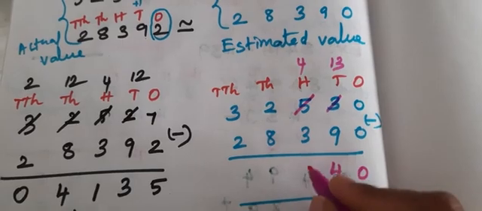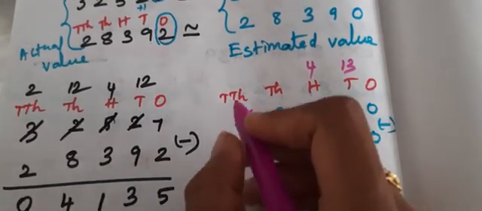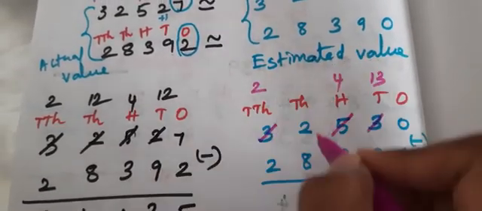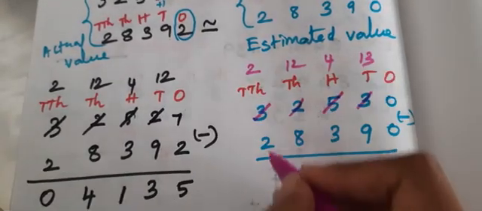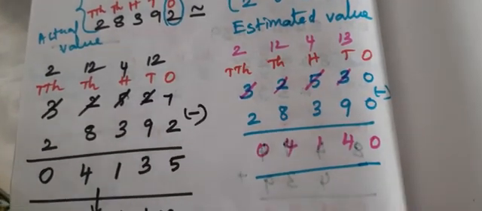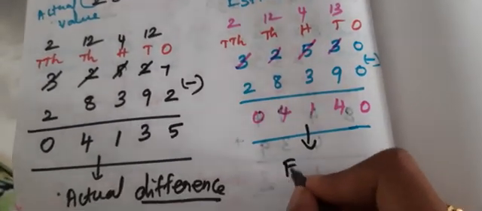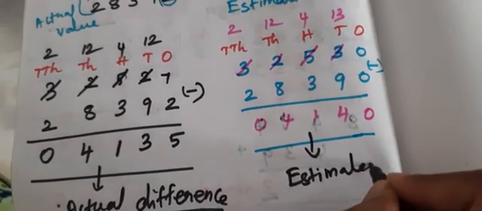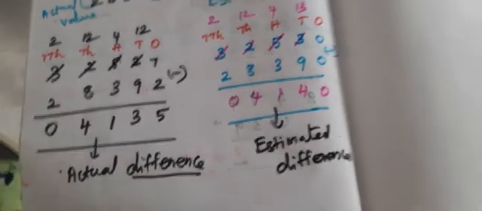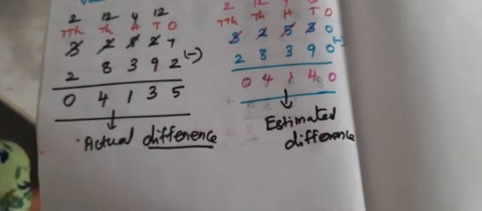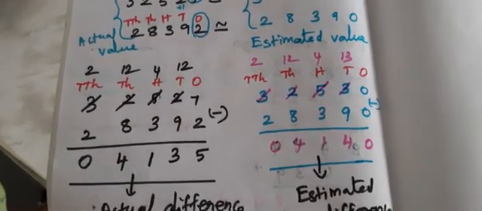4 minus 3, 1. 2 minus 8, is it possible? No. So we have to get help from 3. 3 is changed to 2. 2 is changed to 12. 12 minus 8, 4. 2 minus 2, 0. So this one we call the estimated difference. Difference is the result of the subtraction. Okay, now I am going to check the answer.